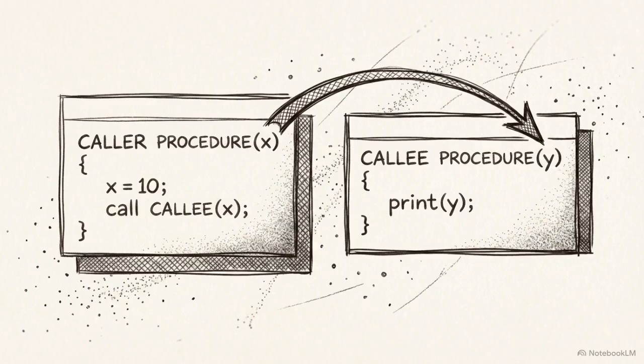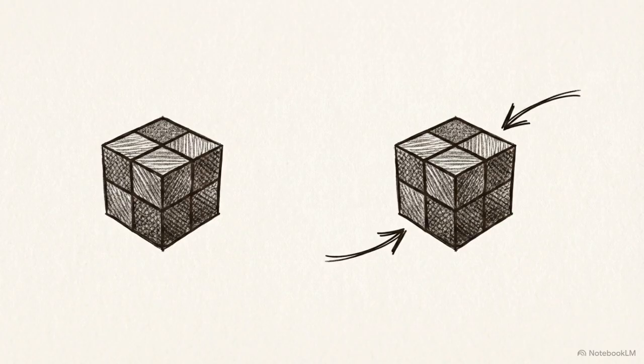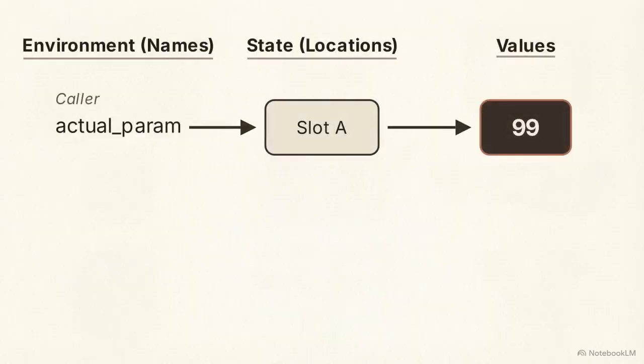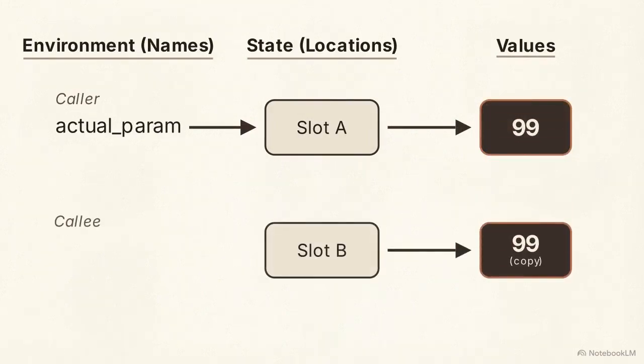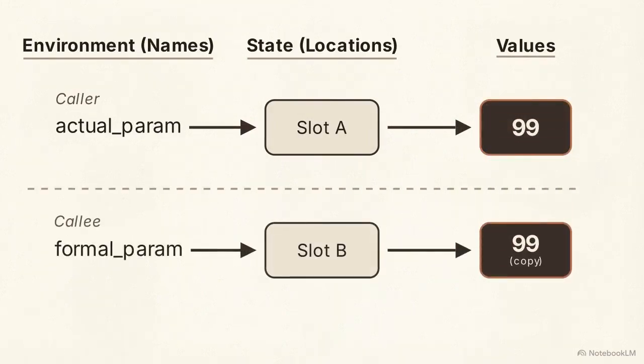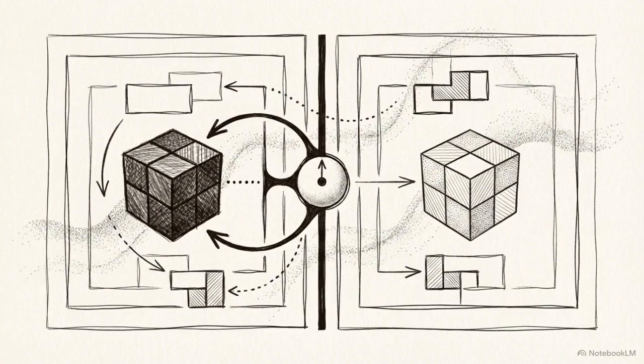The mapping of names to locations becomes more complex when procedures pass arguments. The two-stage map exposes the mechanical difference between call by value and call by reference. In call by value, the caller evaluates the actual parameter's R value and copies it into an isolated memory location assigned to the callee's formal parameter. This isolation ensures that the callee's operations cannot mutate the caller's original memory location.